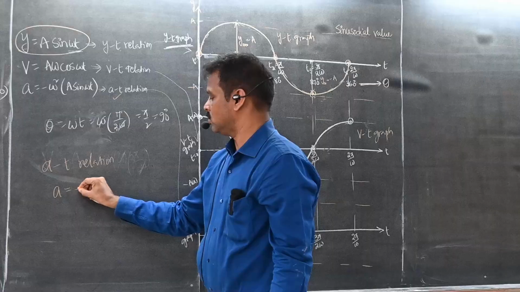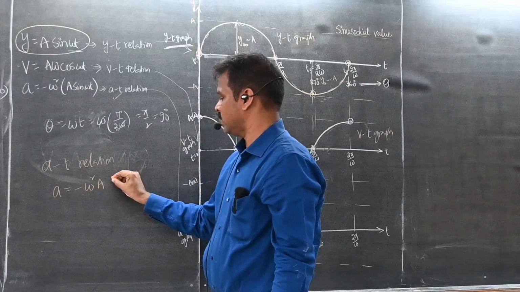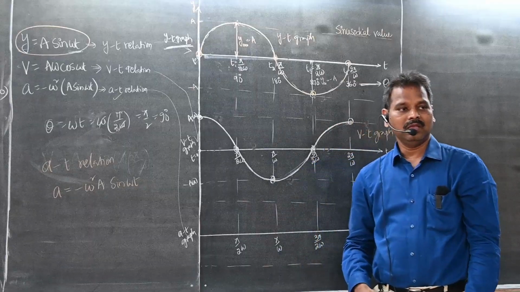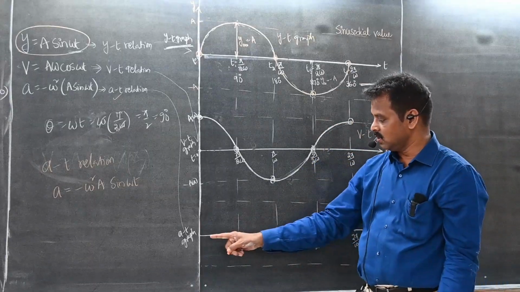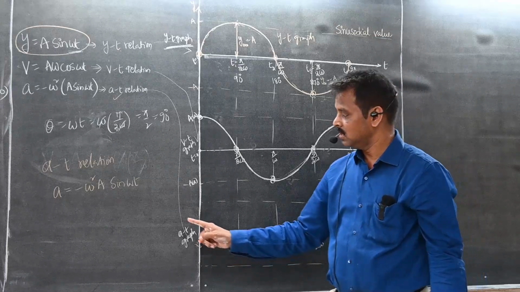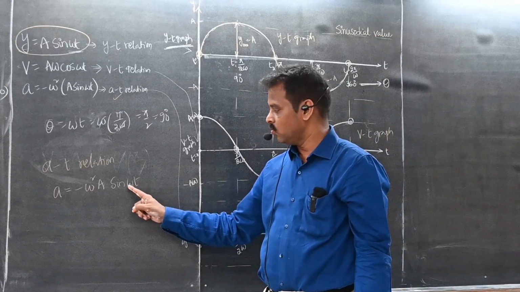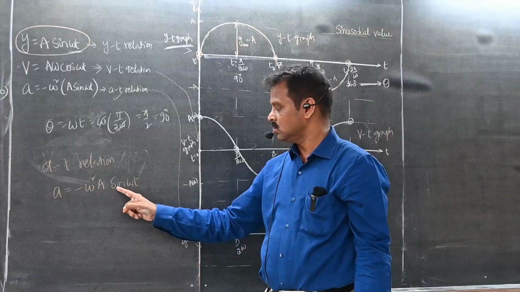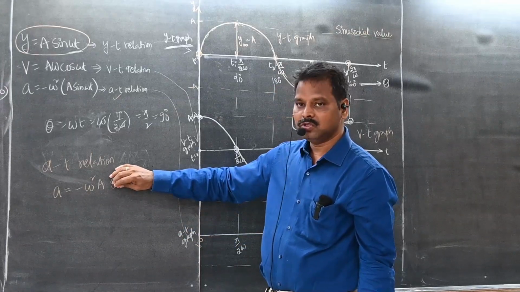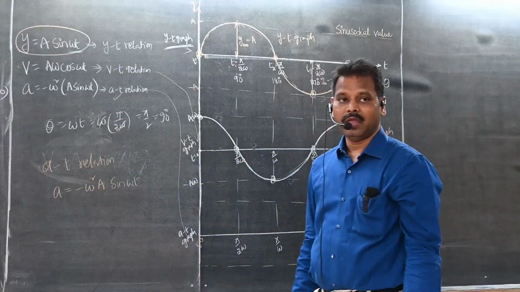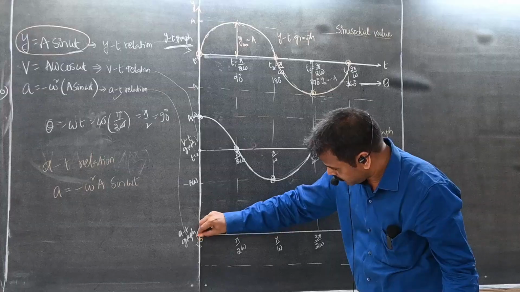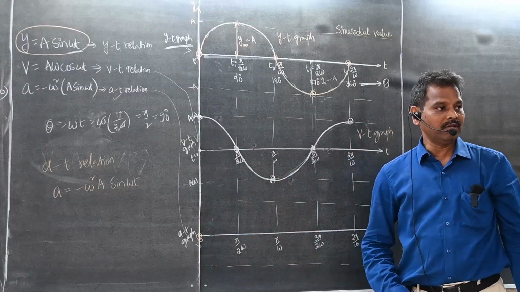A is equal to minus omega square A sin omega t. This is the AT relation. What is the first time here? The time is 0. Substitute 0. Omega into 0 is 0. Sin 0 is 0. 0 into anything is 0. The acceleration will become 0. Right?